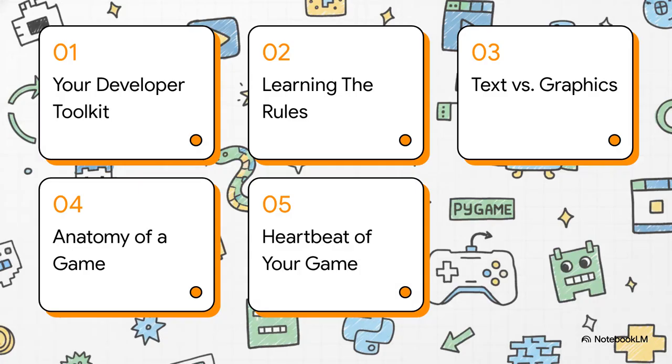Okay, so here's our game plan, our coder's quest, if you will. We'll start by getting our toolkit together. Then we'll learn the rules of the road. After that, we'll talk about that huge leap from simple text to awesome graphics. We'll look at the basic anatomy of a game. And finally, we'll discover the secret engine that brings it all to life.